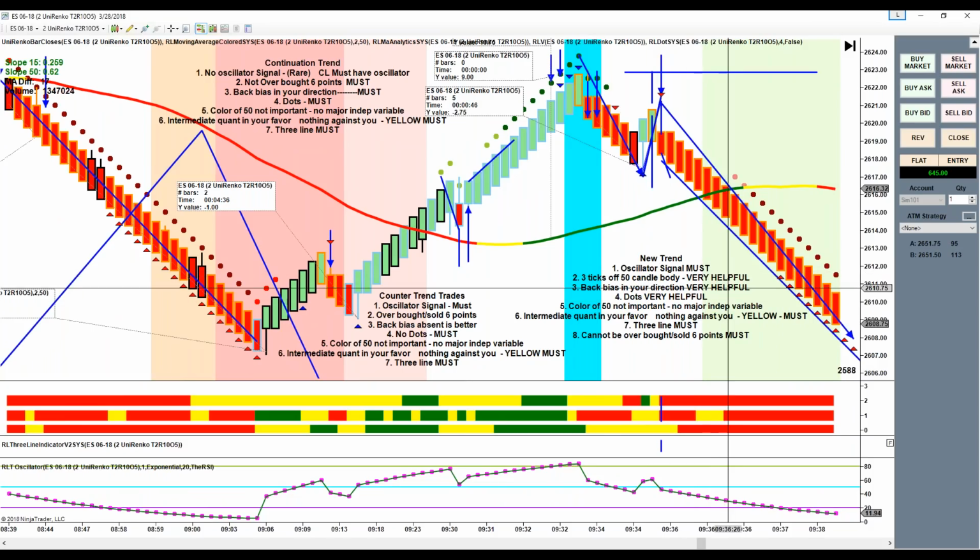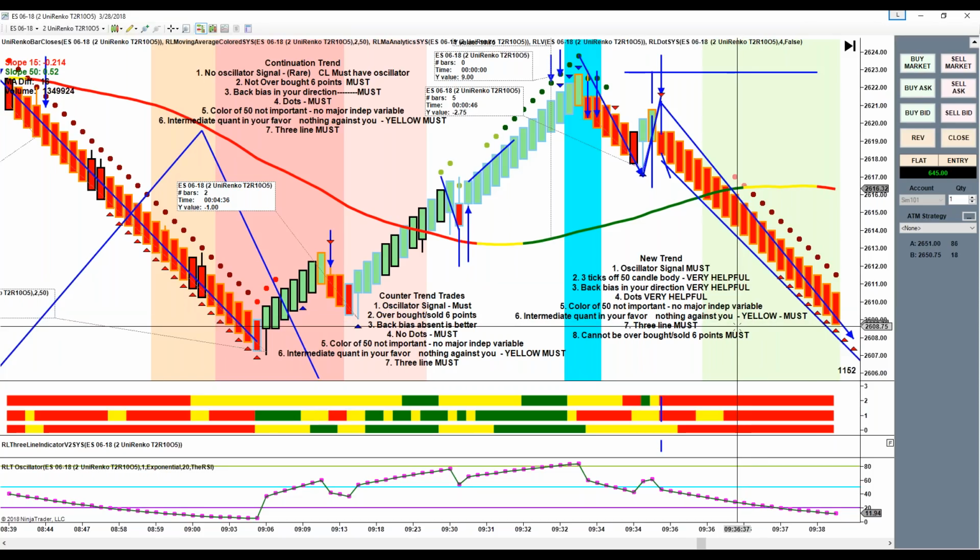Background bias is very helpful. The dots are super helpful, but you don't absolutely have to have them. I don't want background bias or the dots to censor the trade. If you have them, though, they're great, because too many of these work anyway, and very rarely do you get a loser. The color of the 50, forget about it. Forget about it. Intermediate quants, always a must.